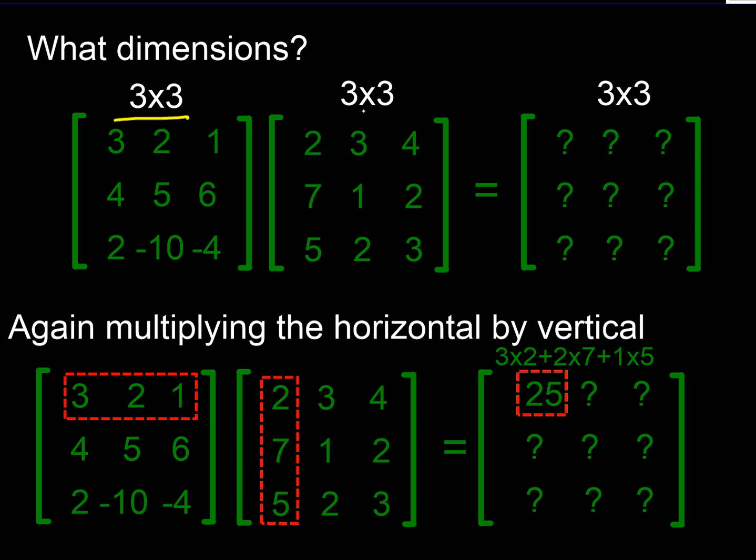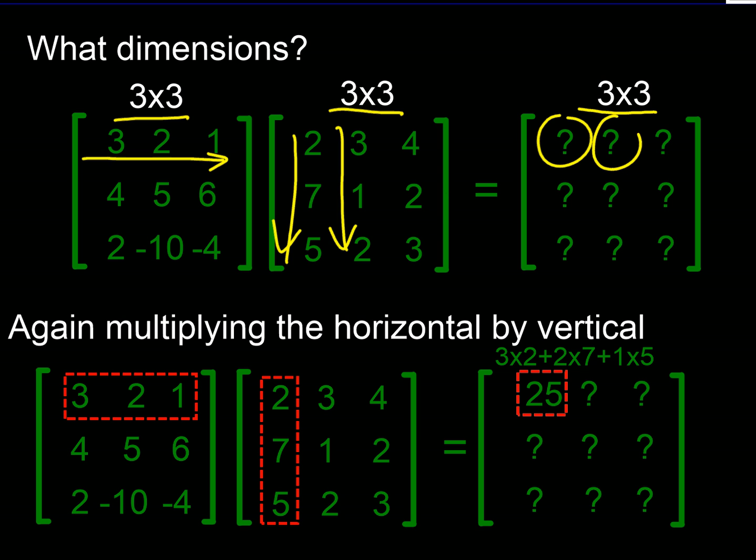Well, if I start with the 3 by 3 and I multiply it by a 3 by 3, I get another 3 by 3. Why? Because if I take the top row and I multiply it by the first column, I get a value. By the second column, I get another value. By the third column, I get another value.